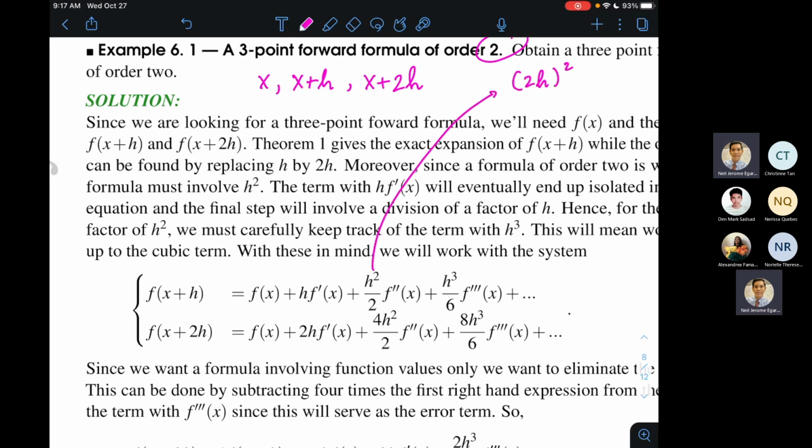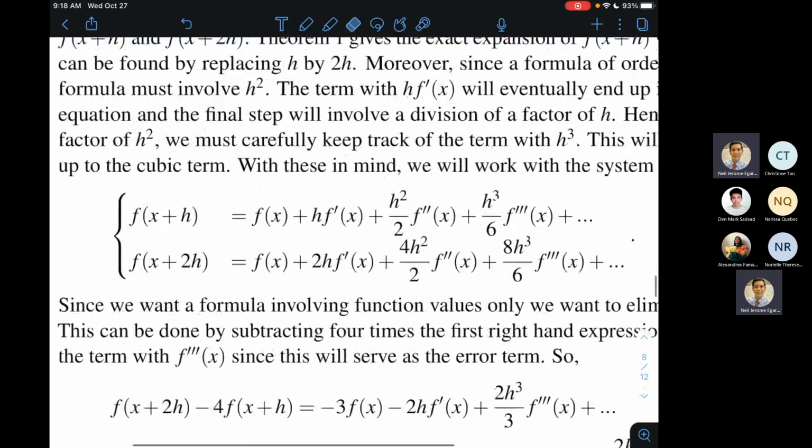So, we'll have 2h quantity squared, and that's where 4h squared came from. Okay. Also, here in the third term, we have h cubed. So, after replacing h by 2h, we'll have 2h cubed, and that's where 8h cubed came from. Okay, ganun yung pagkuha ng expansion kapag meron ng multiplier si h dun sa left-hand side. Okay? Now, so that's it. That takes care of the expansion. Okay. And then, eto na yung paglalaroan natin.